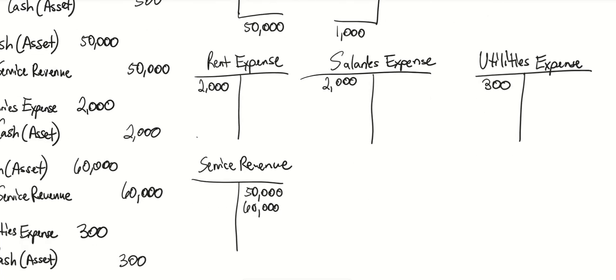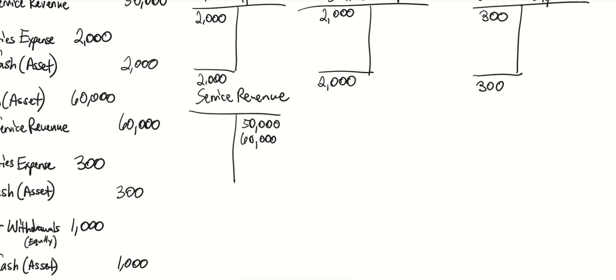Rent expense has an ending debit balance of $2,000. Salaries expense, same thing, ending debit balance of $2,000. Utilities expense, ending debit balance of $300. Service revenue has an ending credit balance of $110,000.